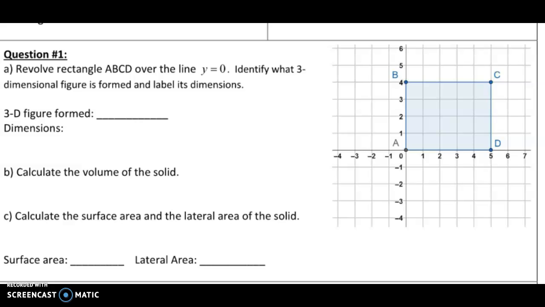Okay, so here is our first problem. We're going to take this shape, and obviously we have a rectangle, and we're going to revolve it. To revolve rectangle ABCD over the line y equals 0, remember that is the x-axis. Y is 0 at the x-axis. What we do is draw in what we're going to revolve it over. Then all we do is reflect it over the line.